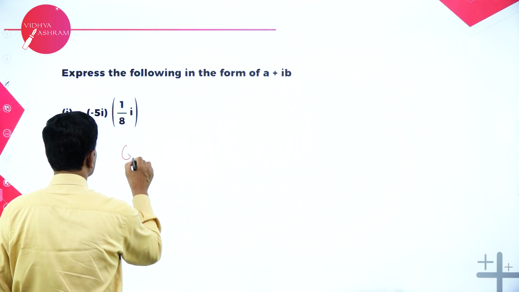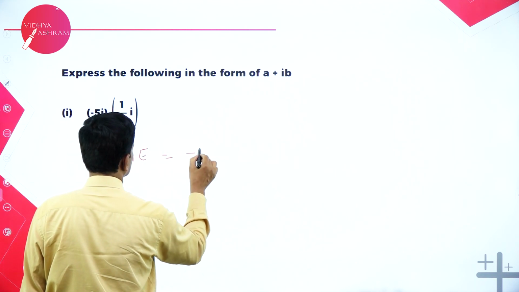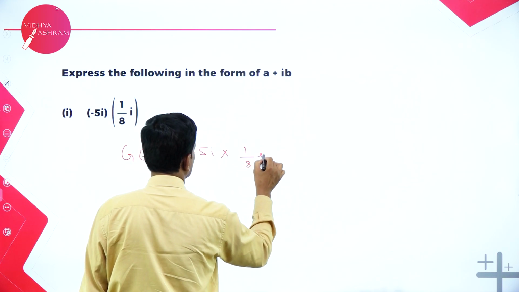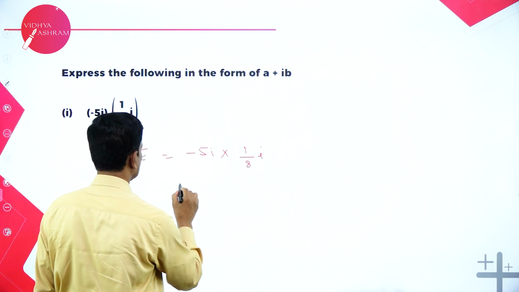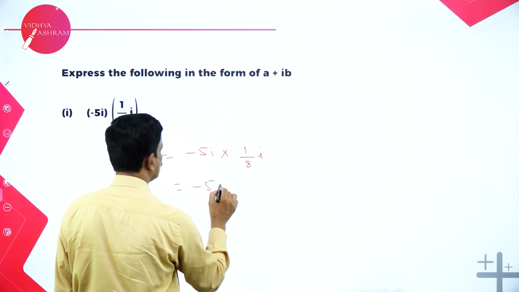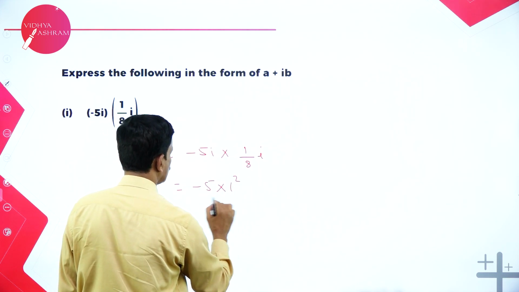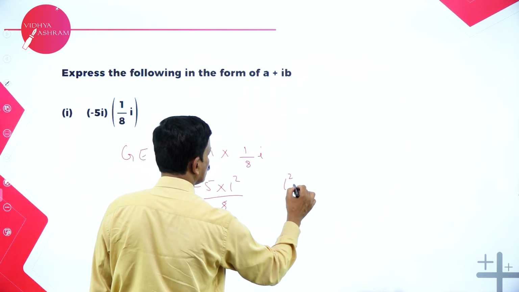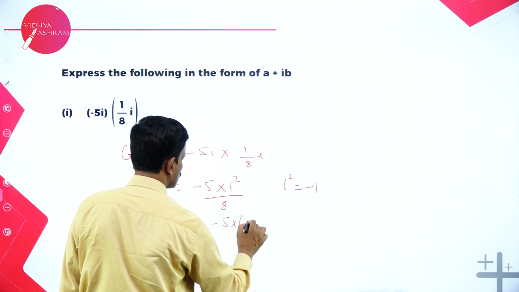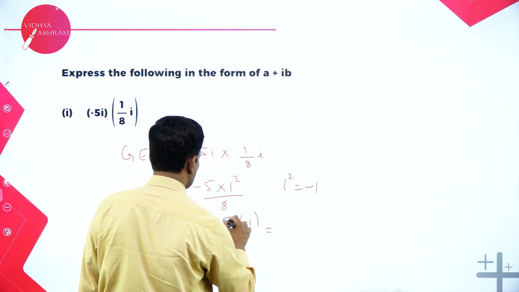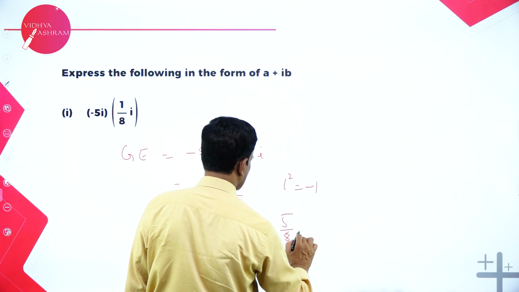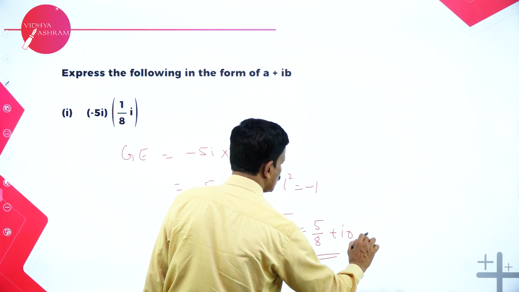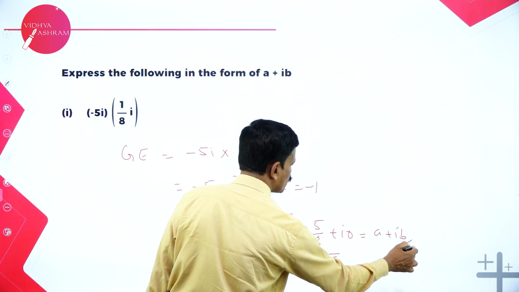So the given expression is minus 5i into 1 over 8i. Now just multiply it. Minus 5 into 1 is minus 5, i into i is i square, divided by 8. So minus 5 into i square; since i square is equal to minus 1, this is minus 1 divided by 8, minus into minus is plus, 5 by 8. So this is nothing but 5 by 8 plus i into 0, a complex number of the form a plus ib.